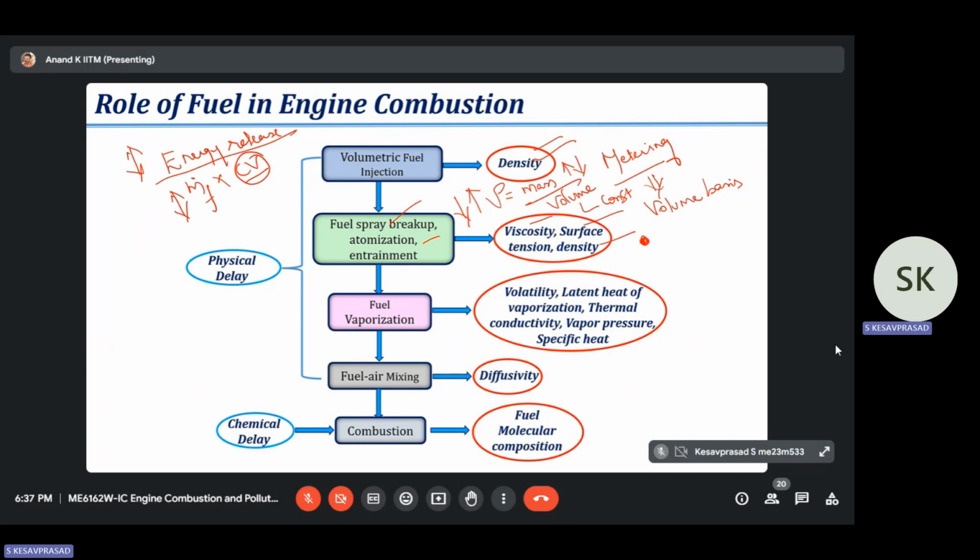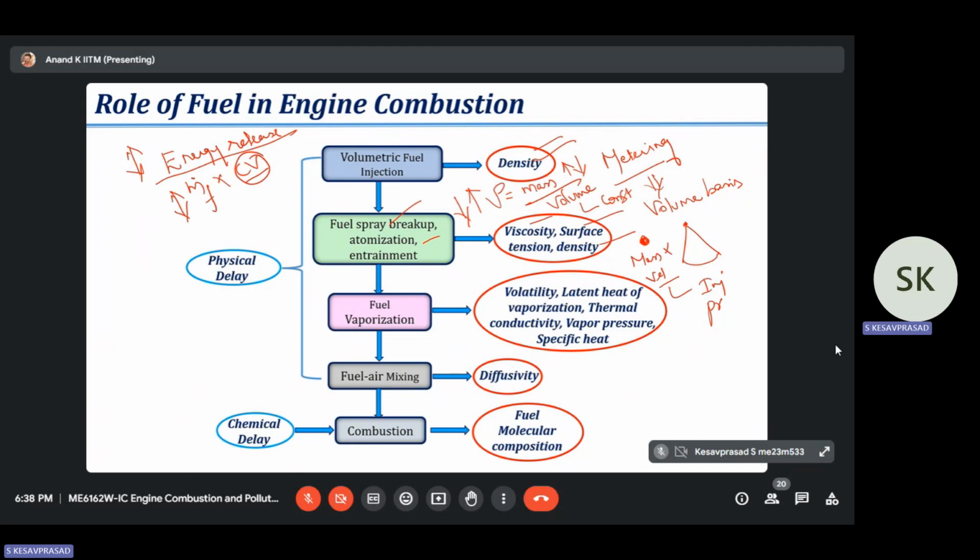The other effect with a high density fuel is that the penetration length will be more. The spray penetration length is dependent on the momentum of the spray. What is spray momentum? Mass into velocity. Mass of the fuel multiplied by the velocity of injection. Velocity is based on what? What will decide the velocity? Pressure difference across the injector. So it is primarily decided by injection pressure, right?